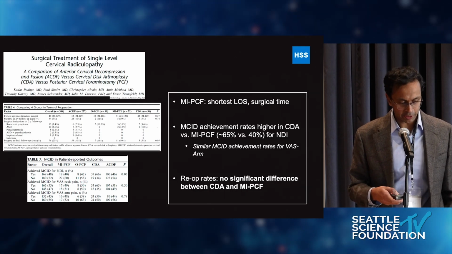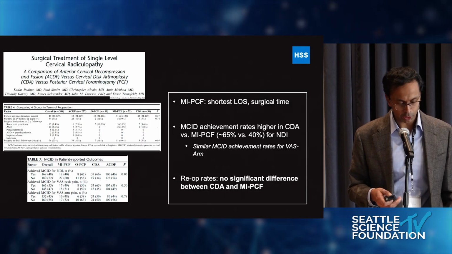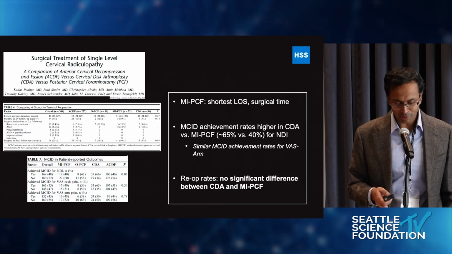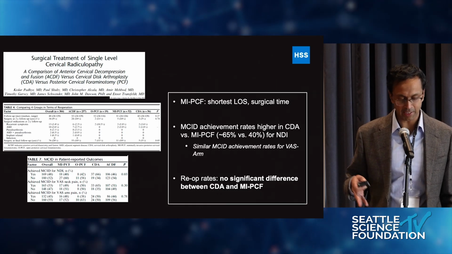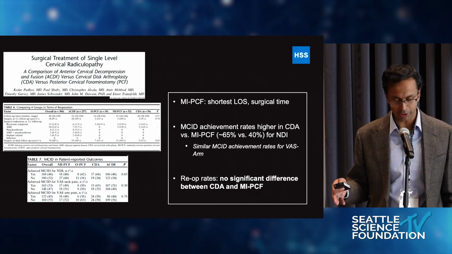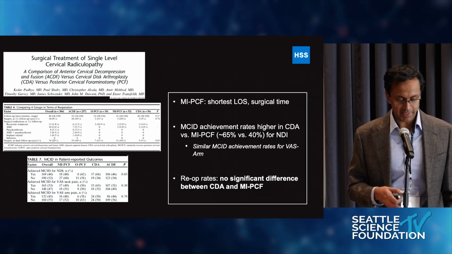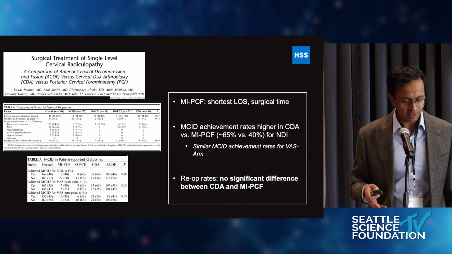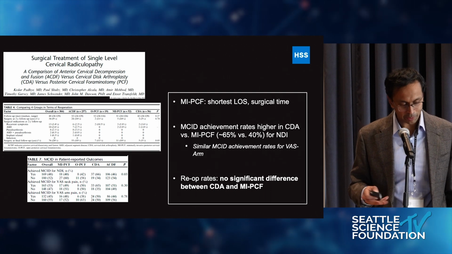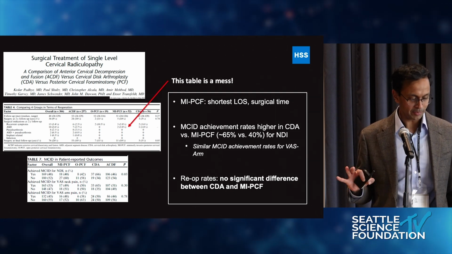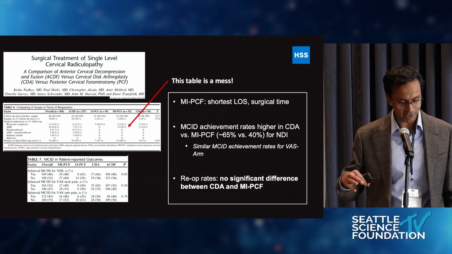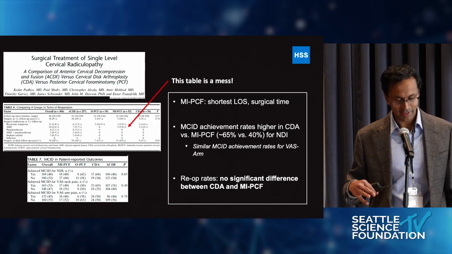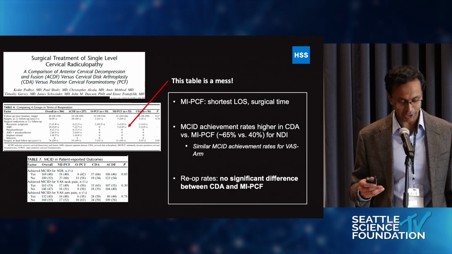This is another paper that looked at a similar question. They basically found no significant differences in reoperation rates between disc arthroplasty and minimally invasive posterior foraminotomy, and similar rates of arm pain achievement. This paper, I also have a personal problem with it because this table is a complete mess. You see 11 is like 10%, but I don't know where they got 11 from because 3 plus 2 is not equal to 11. And it just is very hard to interpret this paper.